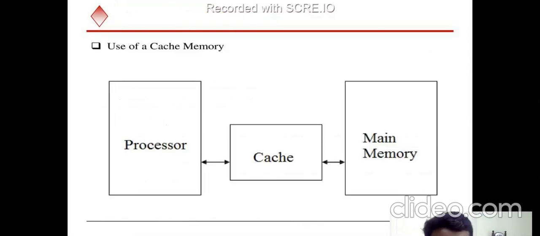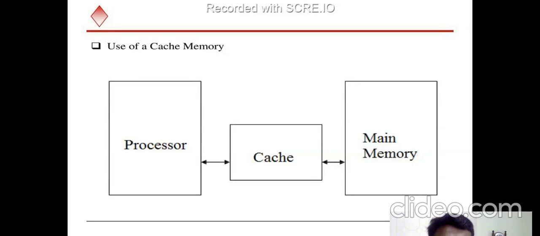As we said, there are the processor, the cache and the main memory. This is the setup of cache memory. The cache memory is placed in between the processor and the main memory. When the processor requests any data, it first checks the cache memory. If the cache has the data, the processor reads it and executes the program. If the data is not present in the cache, then the processor requests the data from the main memory.